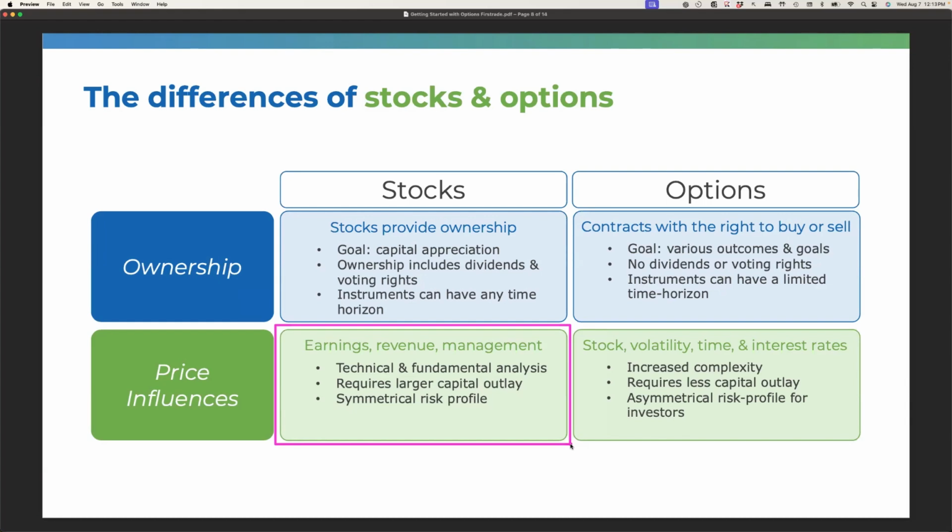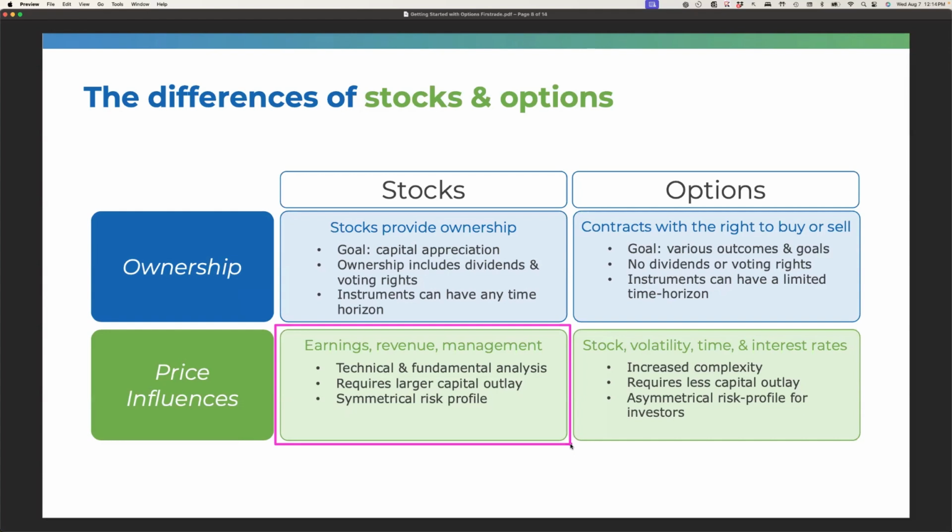The thing about stock ownership is that it typically does require a fairly large capital outlay. You need to have a lot of capital to own a significant portion of a company's equity, their stock. And stock ownership has what we call a symmetrical risk profile, meaning if you own a stock and it goes up by $1, then you make $1 in capital appreciation. If the stock declines by $1, then you lose $1 of your initial investment. It's dollar for dollar. If the stock moves up by a certain amount, you know exactly how much you'll make. If it goes down by a certain amount, you know exactly how much you'll lose.